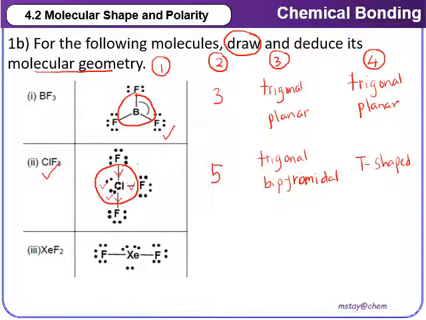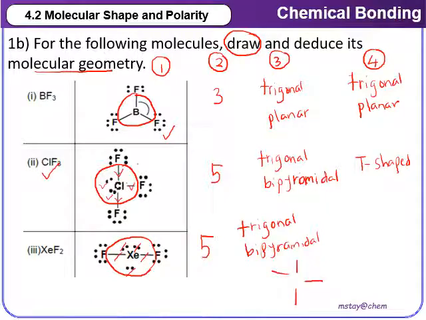Yes, let's continue with the third question, XeF2. So again, focus on the central atom. There are 3 lone pairs plus 2 single bonds. So again, total 5 electron domains. Yes, the basic shape is still trigonal bipyramidal. So again, we are going to imagine there are 5 electron domains.